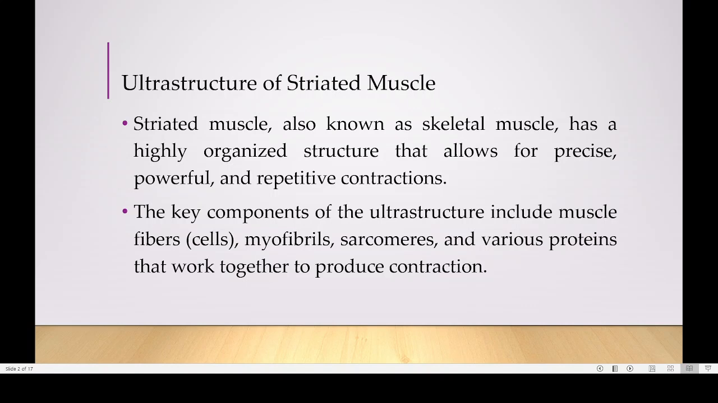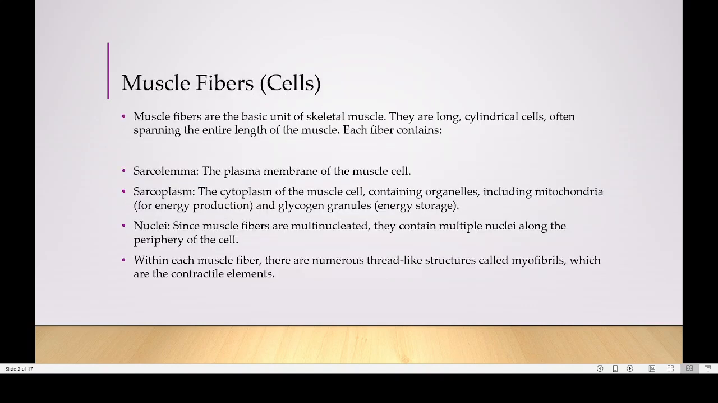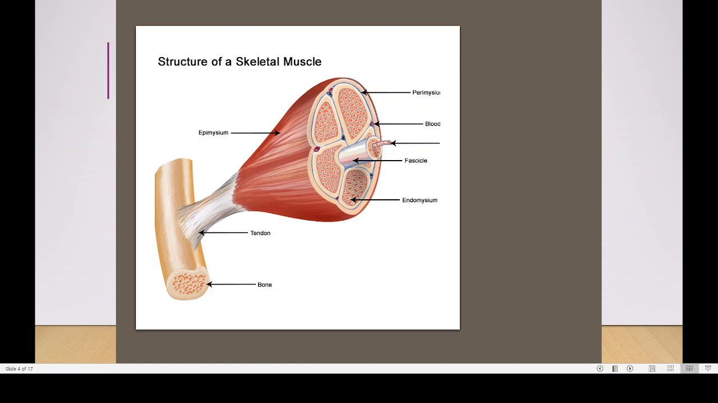The important components of a striated muscle include muscle fiber, myofibril, sarcomere, and different types of protein. We have to see the meaning of all these terms. Muscle fibers are the basic unit of a skeletal muscle, and I will show you here. See, this is a muscle. The entire structure is known by the name muscle.